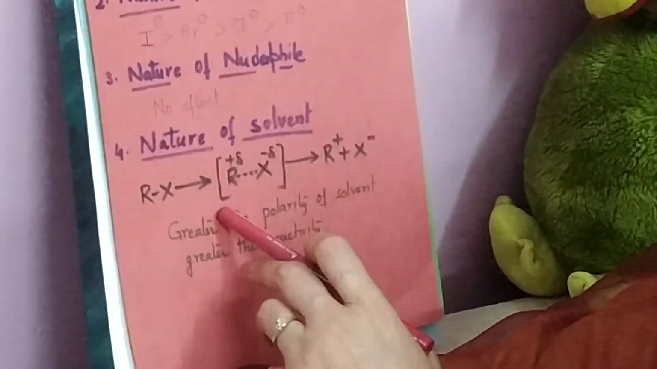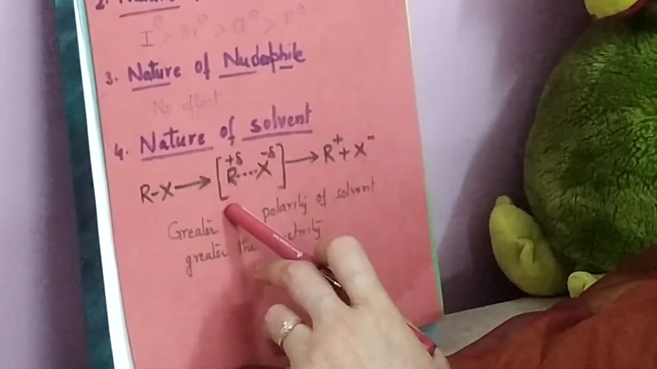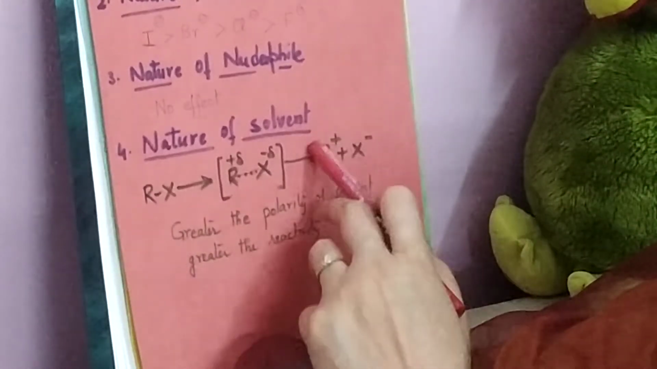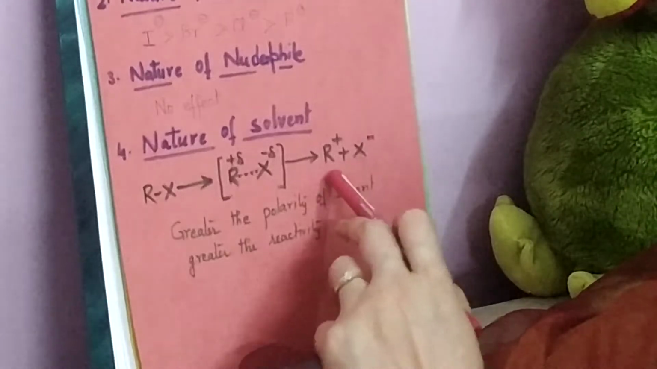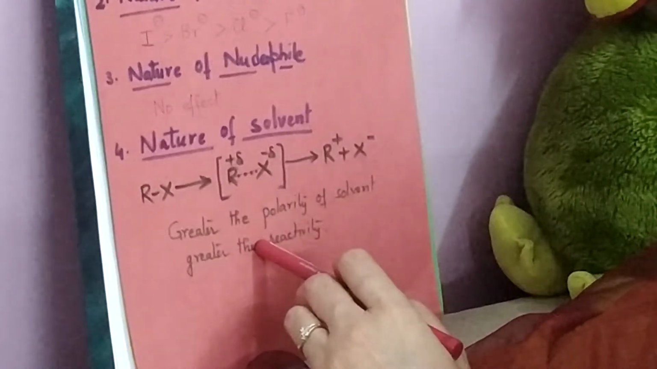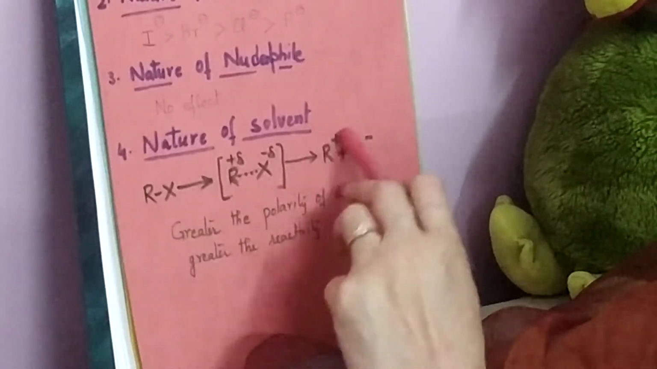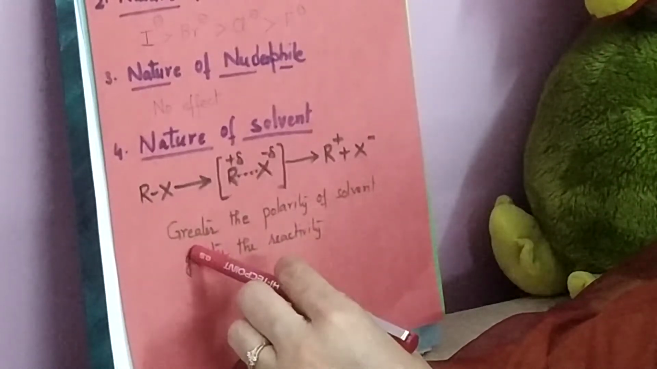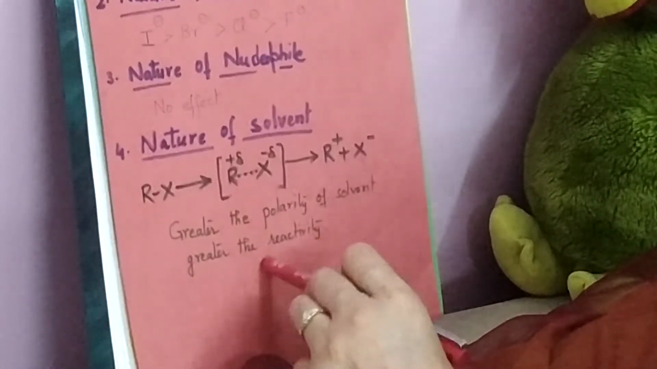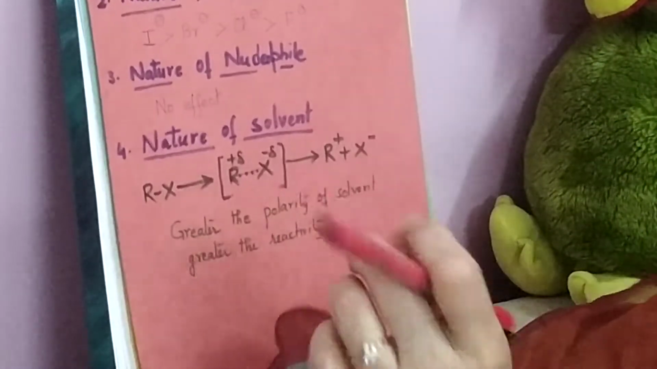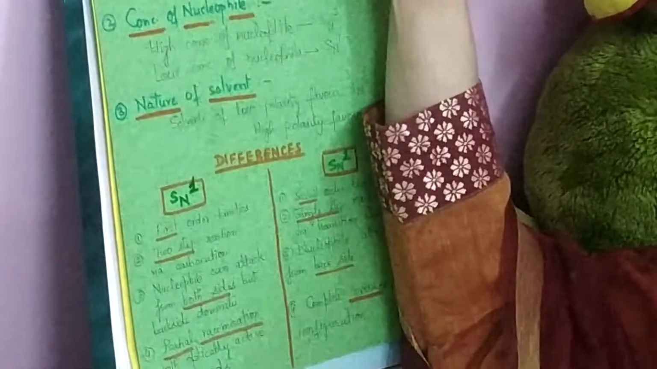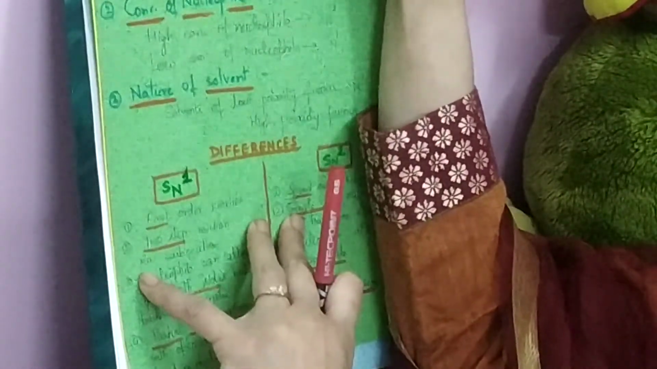I should make it clear again that the first step is the all important rate determining step, and involves the formation of carbocation. This carbocation formed as a result of ionization will be favored by the polar solvents, because they will solvate these ions which are formed, and therefore energy of activation will be provided to the molecule. Hence, greater the polarity of the solvent, greater will be the reactivity if the reaction goes by SN1 mechanism. Now, that's all regarding the different factors which affect SN1 reactions.